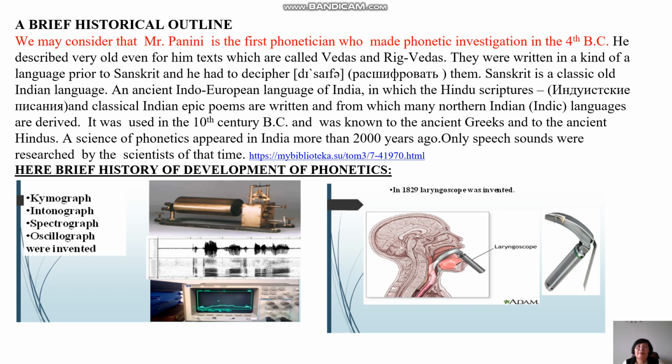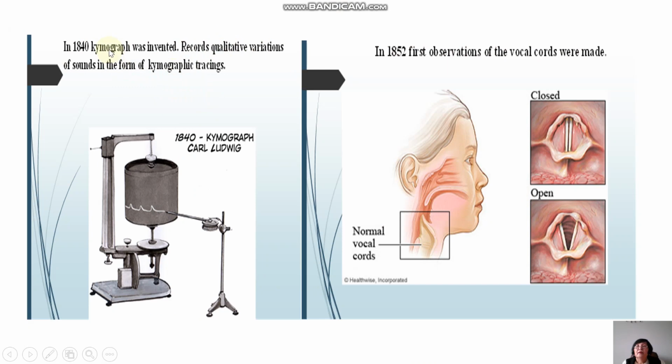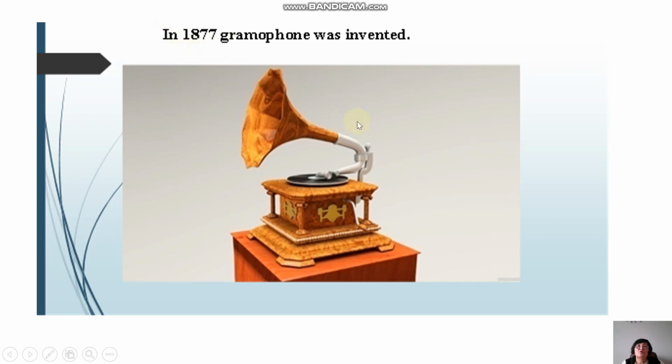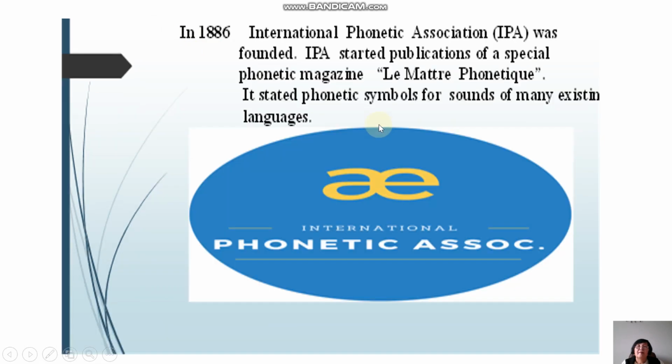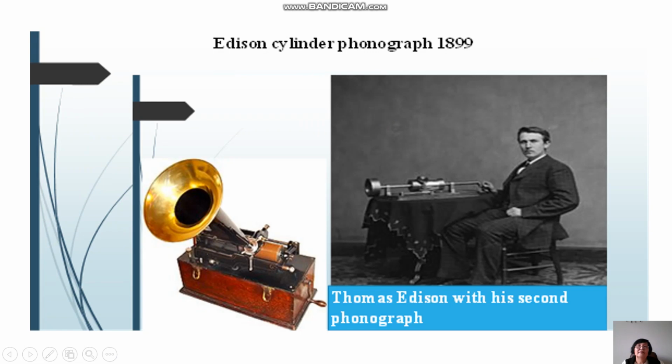Here you can see in the pictures the speech apparatus, kymograph, intonograph, spectrograph, oscillograph. In 1829, the laryngoscope was invented. In 1840, the kymograph was invented. In 1852, the first observations of vocal cords were made. In 1877, the gramophone was invented. In 1886, the International Phonetic Association was founded. The Edison cylinder phonograph was invented in 1899 by Edison. You can see in the picture his cylinders and phonographs.